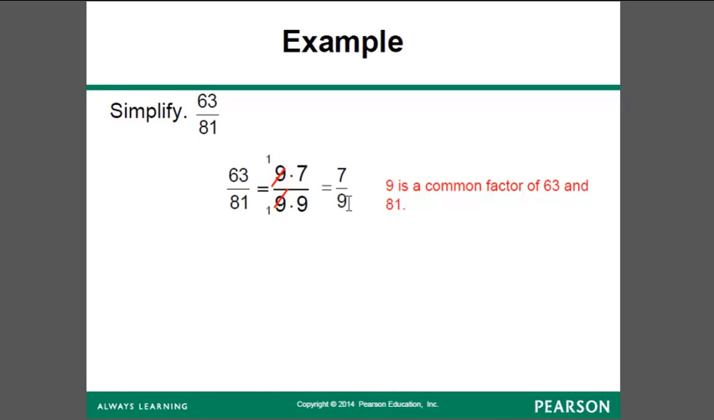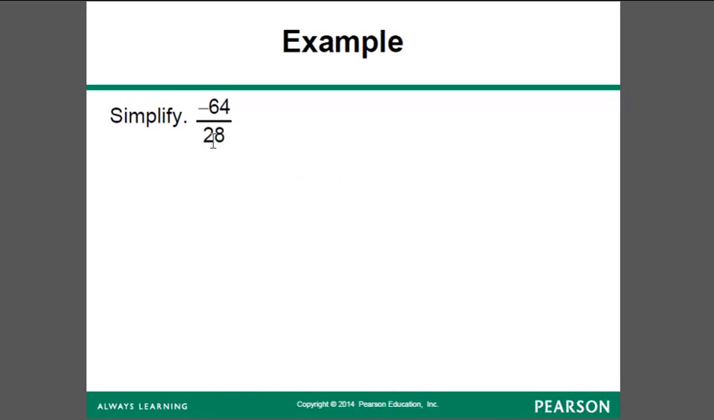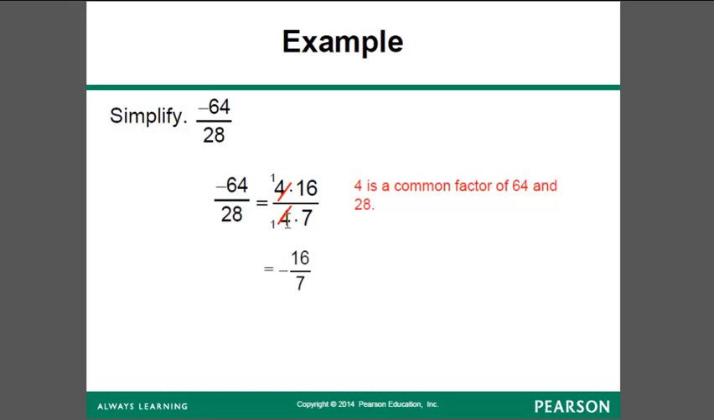Let's look at another example. Negative 64 over 28. Well, 64 can be written as 4 times 16, and 28 can be written as 4 times 7. So I reduce the 4s to 1/1, and I now have 16 over 7. Notice my negative sign is still there. So negative 64 over 28 reduces into negative 16 over 7.